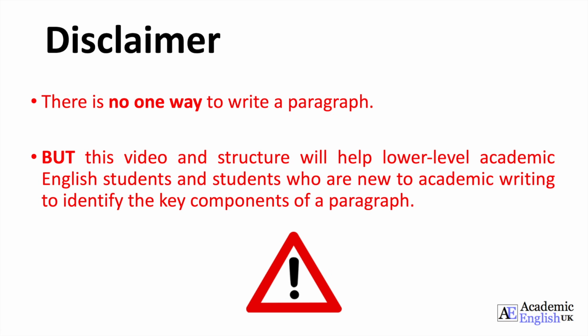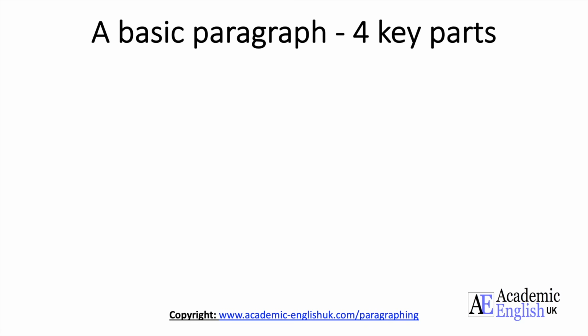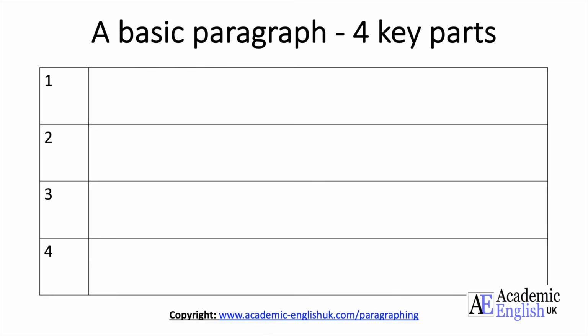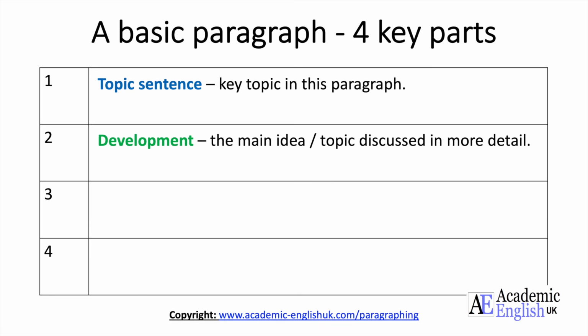So, let's begin with a basic paragraph structure. Generally, at its most basic level, a paragraph should usually consist of 4 key parts or sections. The first section is the topic sentence. This is the key topic in the paragraph. The second section is development. This is the main idea or topic discussed in more detail.